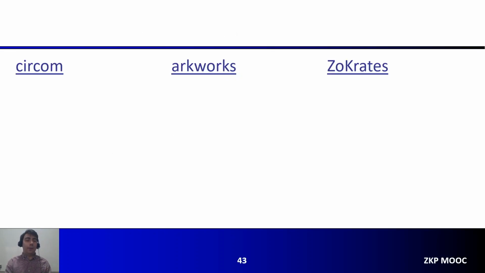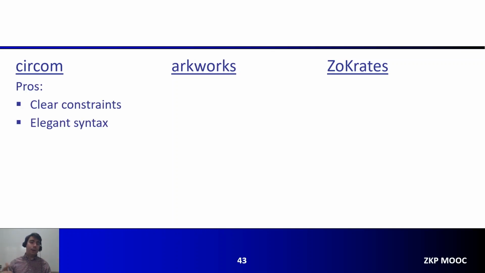But another useful way to understand these different tools is in terms of the benefits and costs of using them, the pros and cons. And so right now we'll talk about some of the pros and cons of using Circom, ArcWorks, and ZoKrates. Let's start with Circom. The pros of using Circom is that it has an elegant syntax, and it's very clear what the constraints are. You have direct control over them. Whenever you want to create a constraint, you use this triple equality, or perhaps you use the double struck arrow.